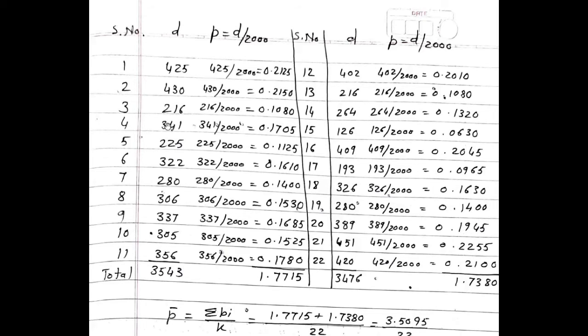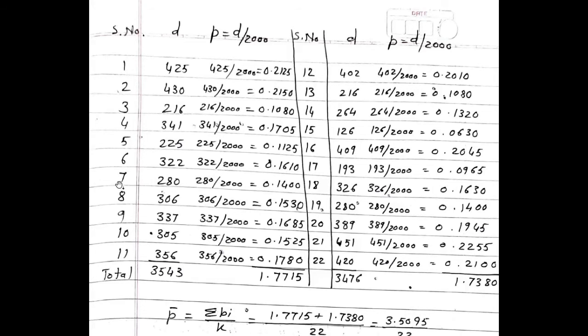Fourth sample, 341. So p value we can calculate as 341 divided by 2000. So the value is 0.1705. Fifth sample, D value is 225. So 225 divided by 2000. So answer is 0.1125. Sixth sample, defectives are 322. So 322 divided by 2000. So answer becomes 0.1610.